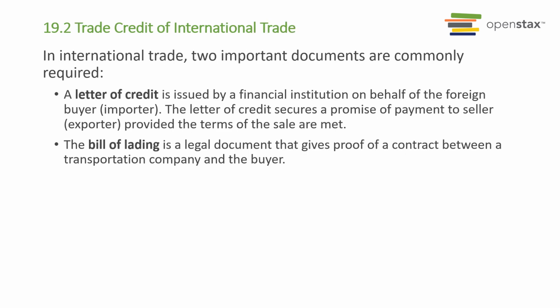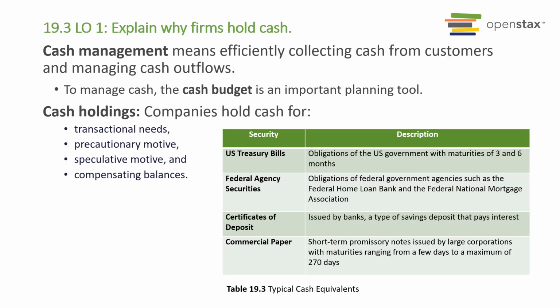In international trade, two important documents are commonly required. A letter of credit is issued by a financial institution on behalf of the foreign buyer or the importer. The letter of credit secures a promise of payment to the seller or the exporter provided the terms of the sale are met. The bill of lading is a legal document that gives proof of a contract between a transportation company and the buyer. Cash management means efficiently collecting cash from customers and managing cash outflows. To manage cash, the cash budget is an important planning tool. Cash holdings: companies hold cash for transactional needs, precautionary motive, speculative motive, and compensating balances.